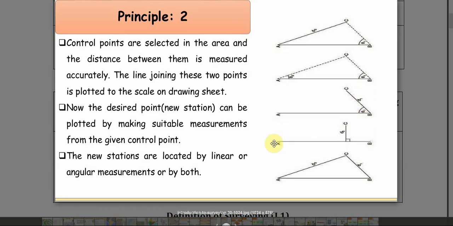Next, if you know the perpendicular distance from C to AB and the distance between B and that perpendicular point. Or else, if you know the distance AC and the distance BC, you draw an arc from both the points, and wherever they intersect, you'll get the point C. So these are the 5 methods of locating a point with the help of 2 points whose position is already known.